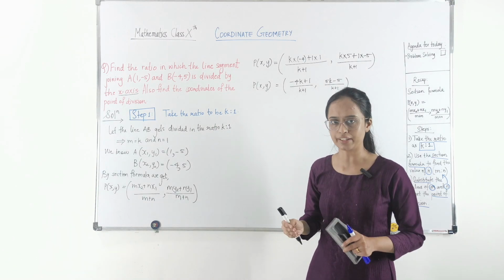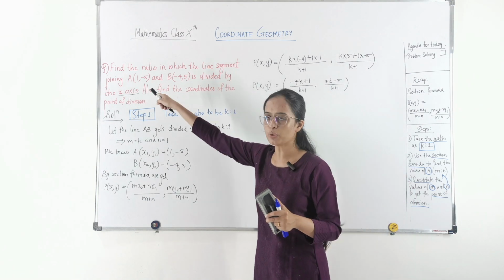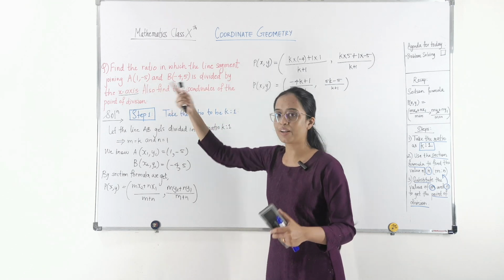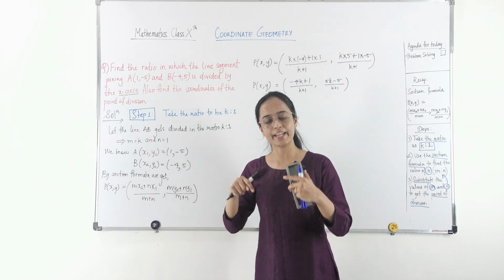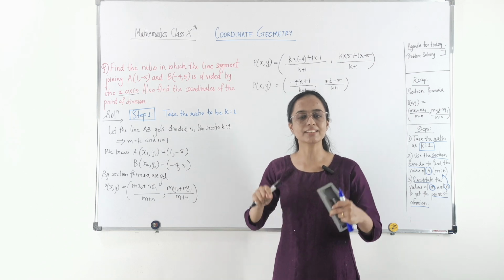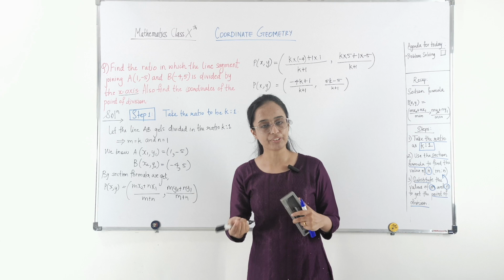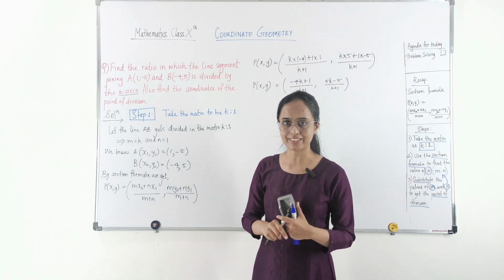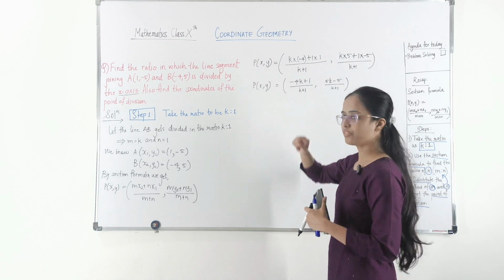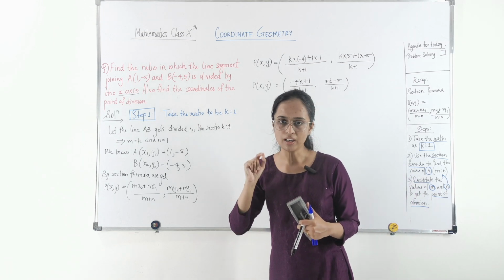And how did we get that? We get that because it is given over here that this line is divided by the x-axis. If the line AB is divided by the x-axis, it means that it is divided by a point on the x-axis. And if it is divided by a point on the x-axis, it means that the point of division is nothing but x comma 0.